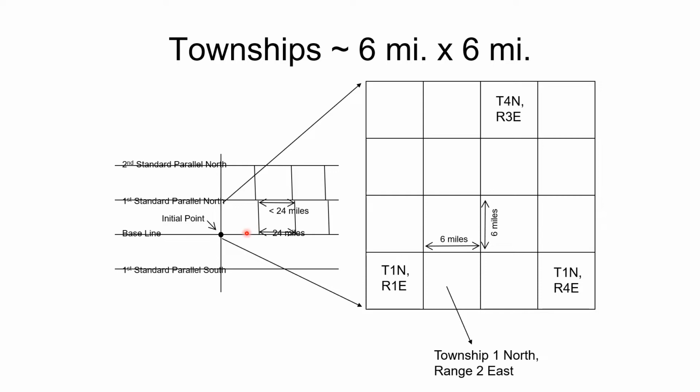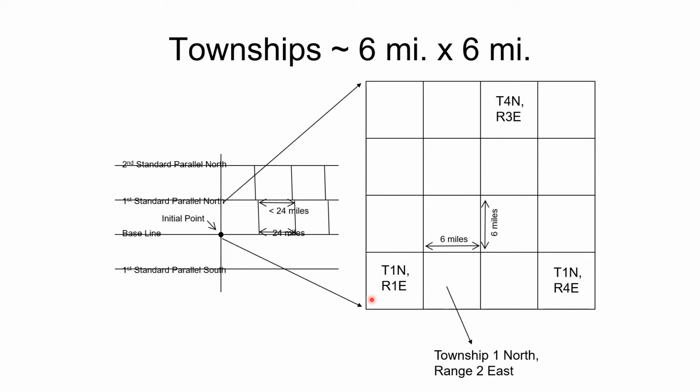Okay, so now we have these lines laid out basically every 24 miles. You've got this square that's basically 24 miles square. If we blow that up, this first set of squares, they then subdivide that 24 mile by 24 mile square into units called townships that are each 6 miles by 6 miles. Okay? So each of these squares is 6 miles by 6 miles, which gives you 24 by 24.